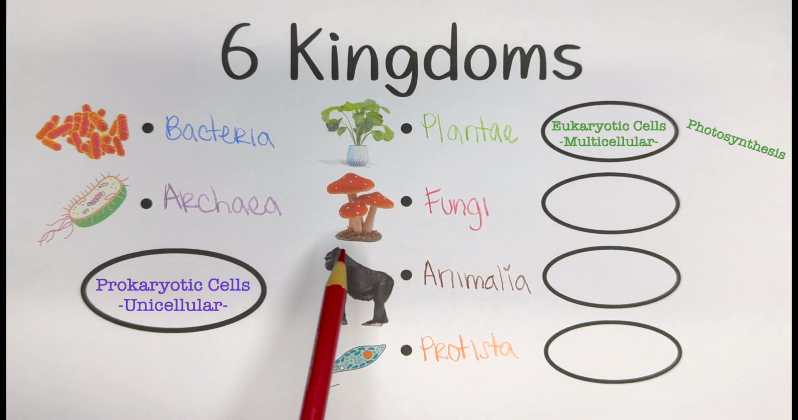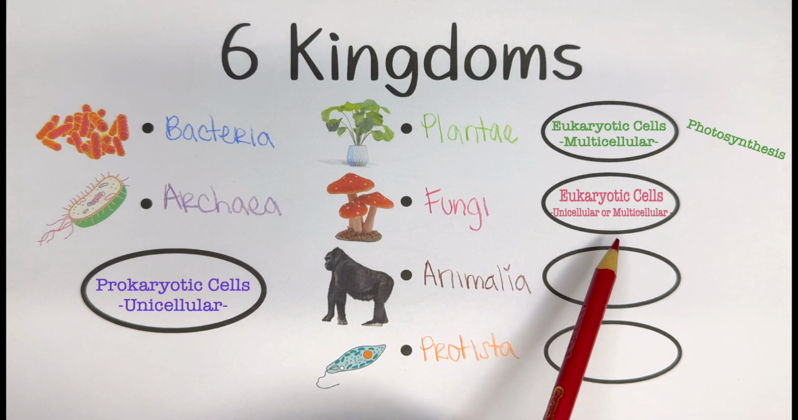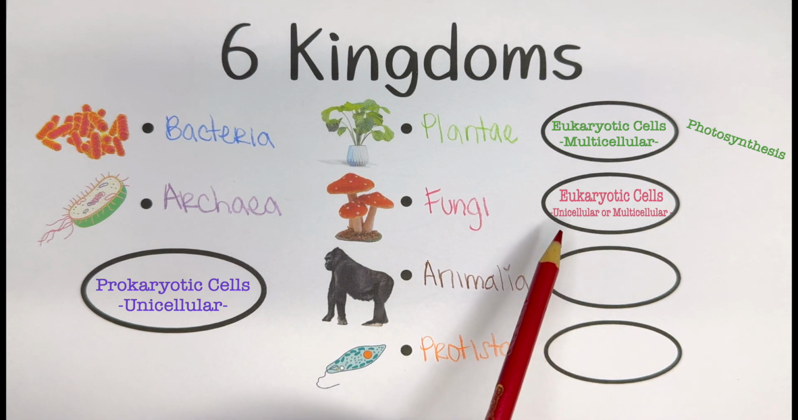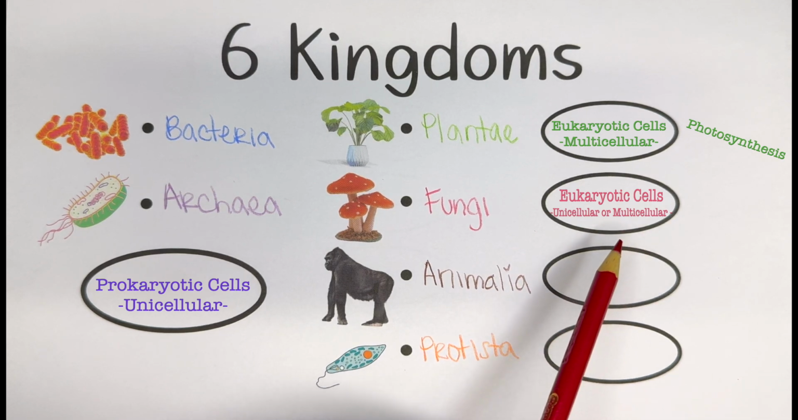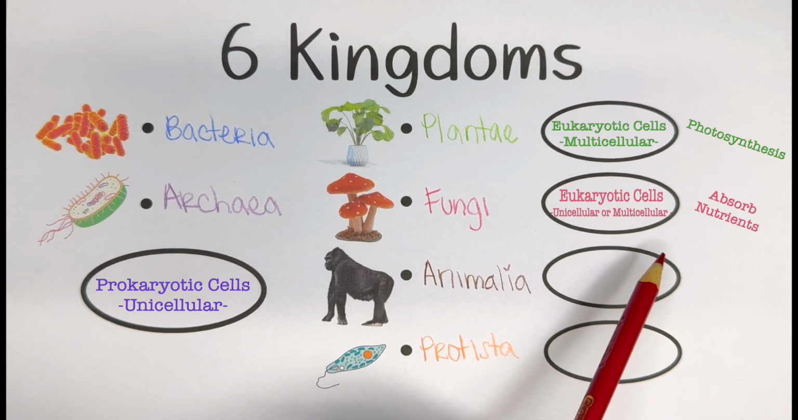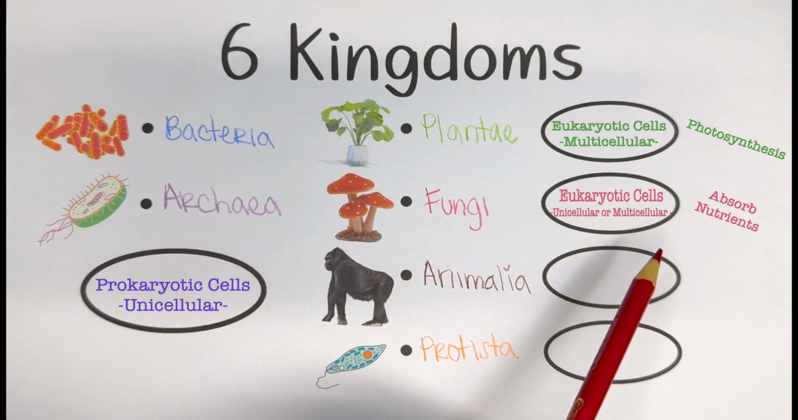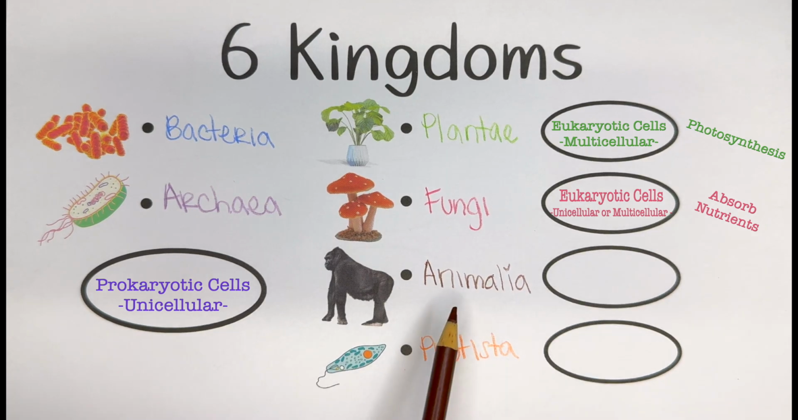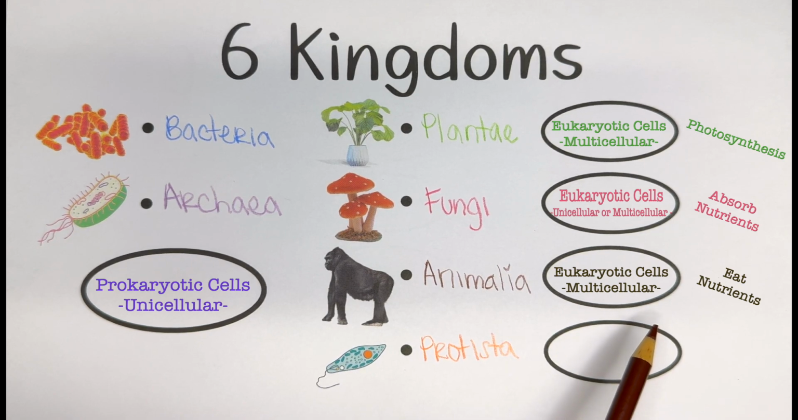When it comes to the kingdom fungi, it's going to consist of unicellular and multicellular organisms. So unicellular can be like the yeast, multicellular can be like the mushrooms. And they usually absorb their energy from their environment. So they're going to kind of absorb it from the soil that they're in. In the kingdom animalia, it's going to consist of multicellular organisms only. And we have to eat our energy. So in order to get energy, we have to eat.